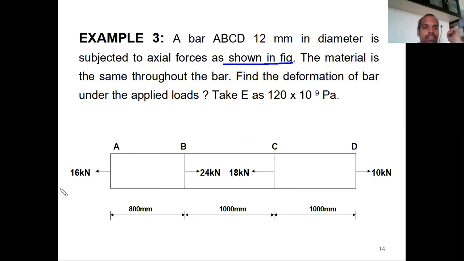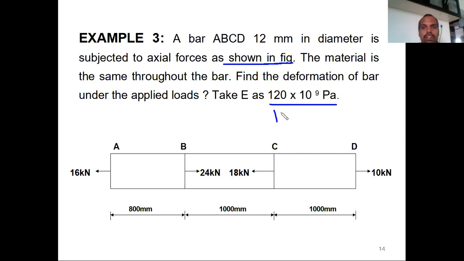Here it is 10 kilonewtons, here it is 16 kilonewtons. Right? So different loads are there. The bar of 12 mm diameter is subjected to axial forces. The material is the same throughout the bar. Find the deformation of the bar under the applied loads. Take Young's modulus equal to 120 into 10 to the power of 9 Pascal, so it is nothing but gigapascal.